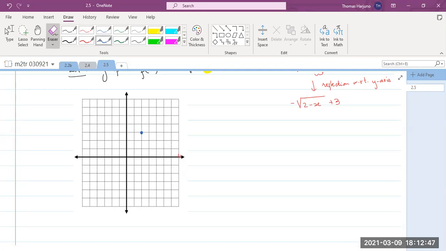So that's the new starting points now. I go down 1, left 1, go down 2, left 4, go down 3, left 9. So that's what the graph looks like.